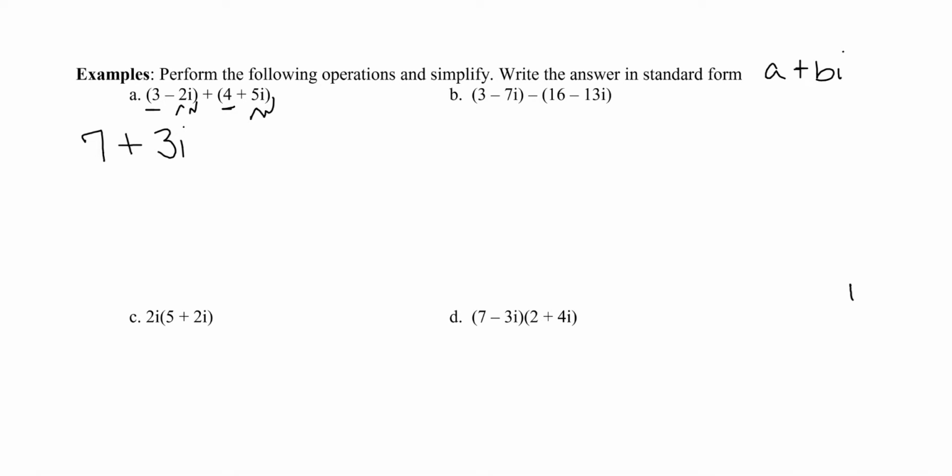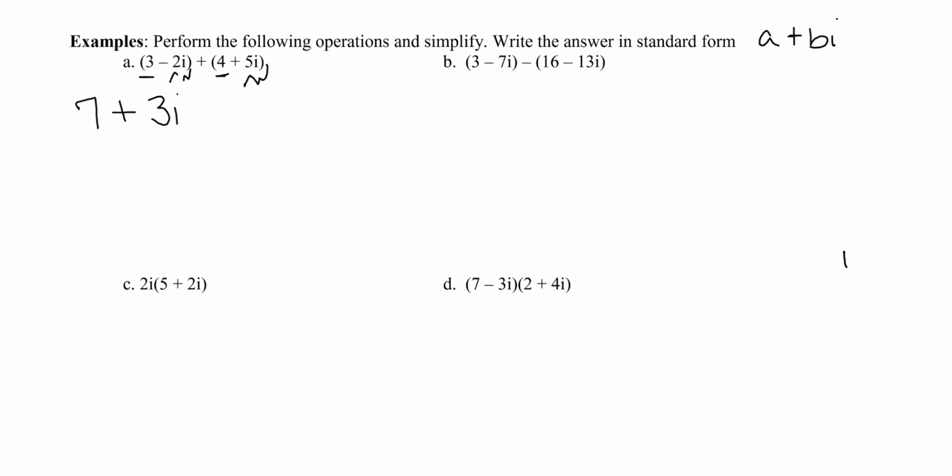Then we are going to take a look at B. Now with B, remember we have that negative outside the set of parentheses here. So it's 3 minus 7i minus, which is like a -1 there. We have to distribute that negative to everything on the inside, which means take the opposite. So I'm going to have 3 minus 7i, a negative times a positive, so -1 times +16 gives me -16, and a -1 times a -13i will give me +13i.